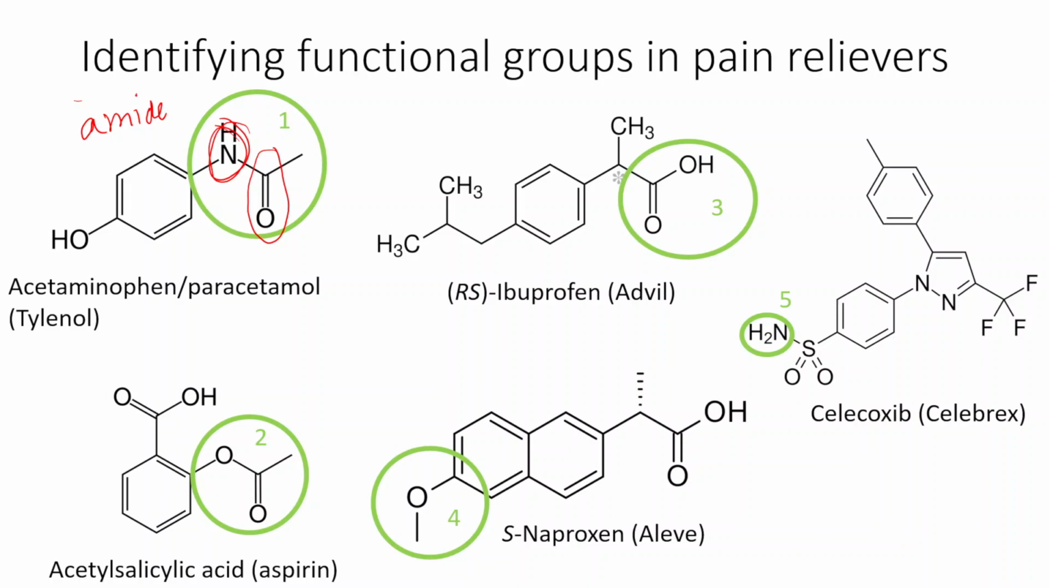Yeah, all right. So on the bottom left, I have aspirin. Does anyone recognize the functional group I circled there? Yeah. Ester, excellent. So an ester also has that carbonyl group, but it's next to an oxygen. And that is an ester. Okay, in the middle on the top, we've got Advil. Does anybody recognize that circled functional group? Yeah. Carboxylic acid, yes.